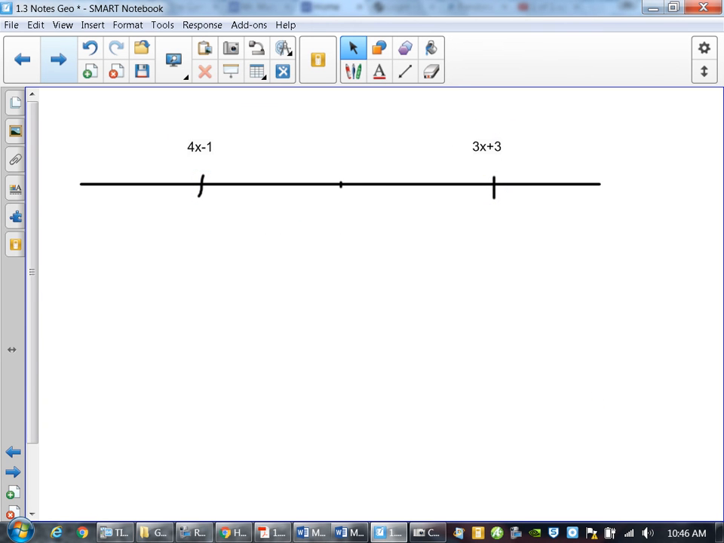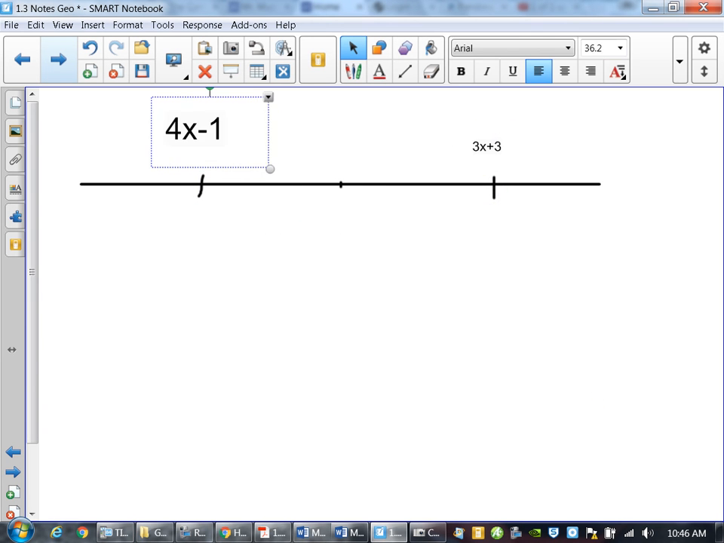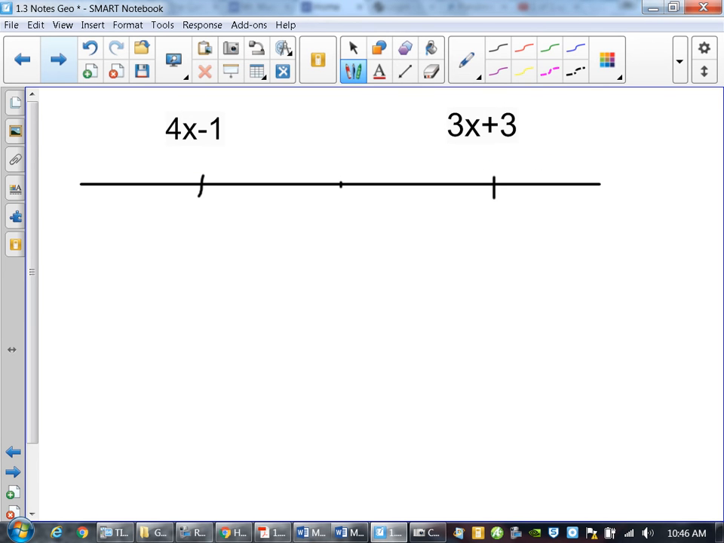So if we go back to the idea that I had, X is the midpoint of that segment AB. So we have A, B, and this was X. So X is the midpoint of AB. What does AB equal?